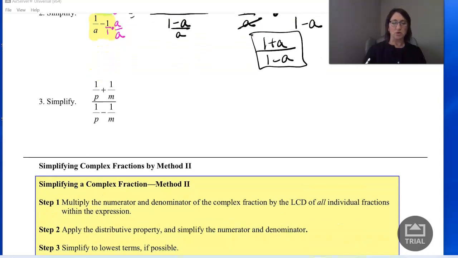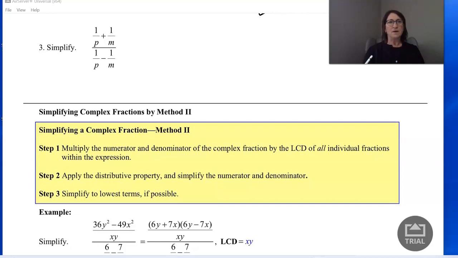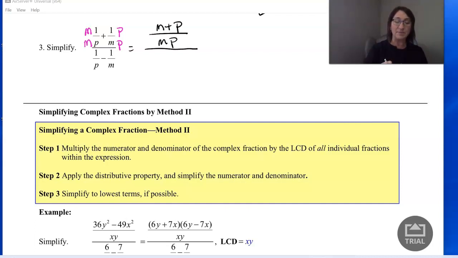Okay, let's go ahead and try 3. So we've got a common denominator of p. Same thing. I'm going to multiply that first fraction by m over m, the second fraction by p over p. So when I multiply across for the top, I bring over mp in the bottom, but then I've got m plus p in the top. Let's do the same thing with the denominator. Multiply by m over m and p over p. And so I am going to end up with an mp on the bottom and an m minus p.